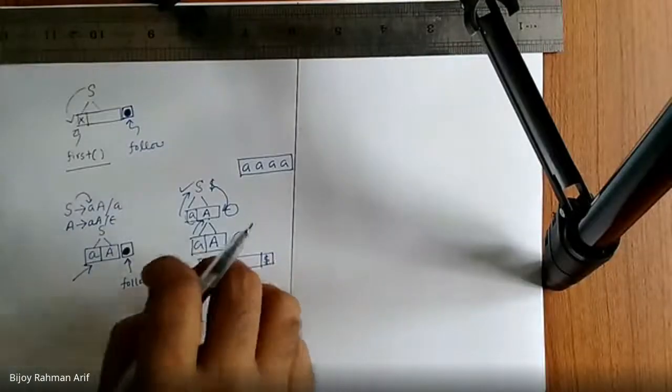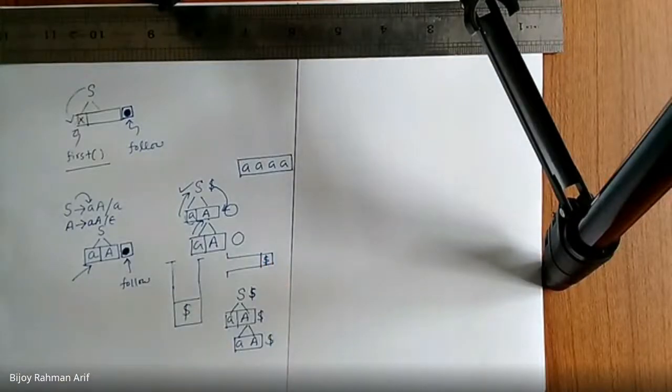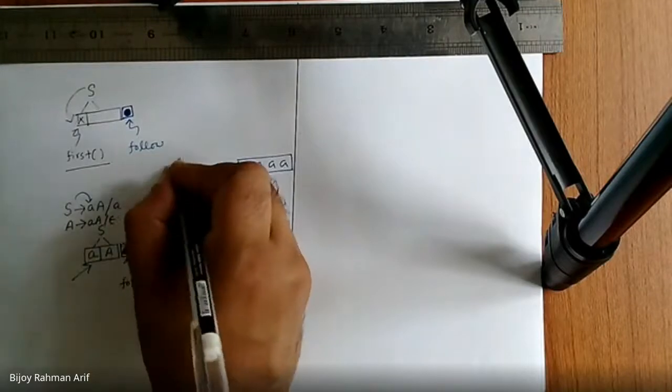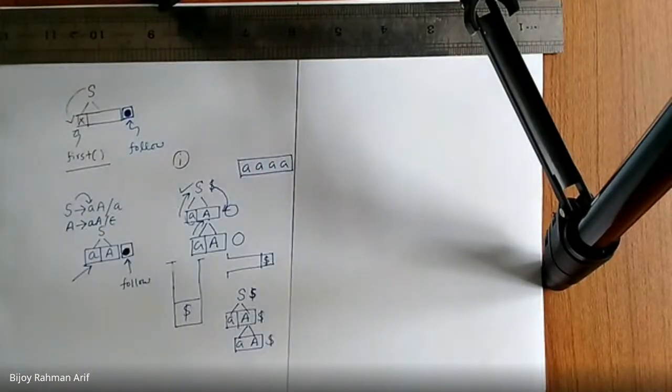This one is the first rule. Always assume at the end of S there is a special symbol that marks the end of the string, that is actually dollar. First rule. Rule number 1. Okay? Okay sir. This is the first rule.